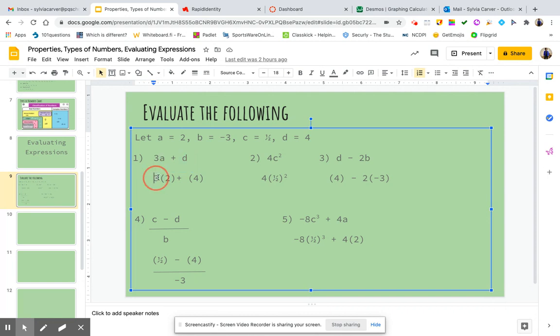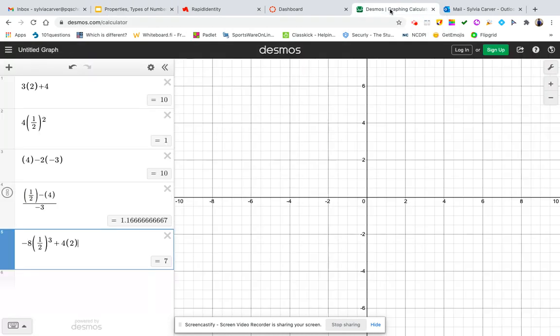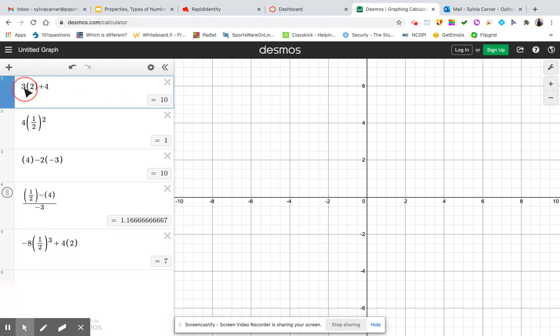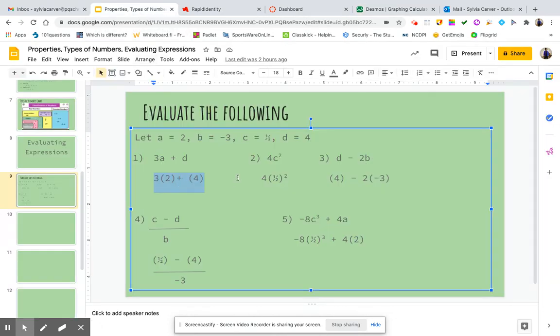Then from here, we can use Desmos and we can type this in. Of course, this is an easy problem that you probably can do some mental math with, but I also want to make sure that you're comfortable typing stuff into Desmos. So I already typed mine in. For example number 1, 10 should be our answer, and we get 10. So the answer for number 1 is 10.